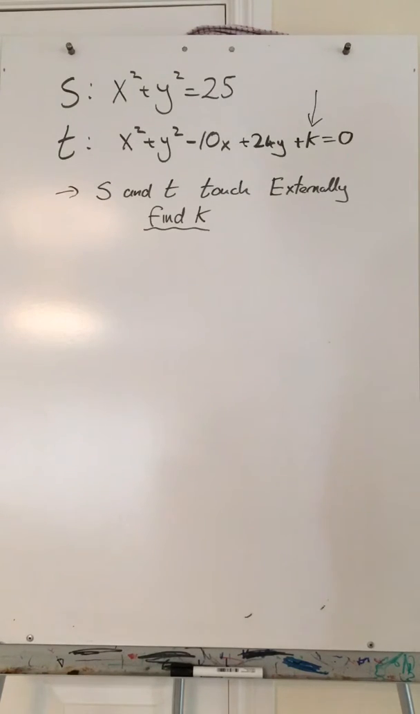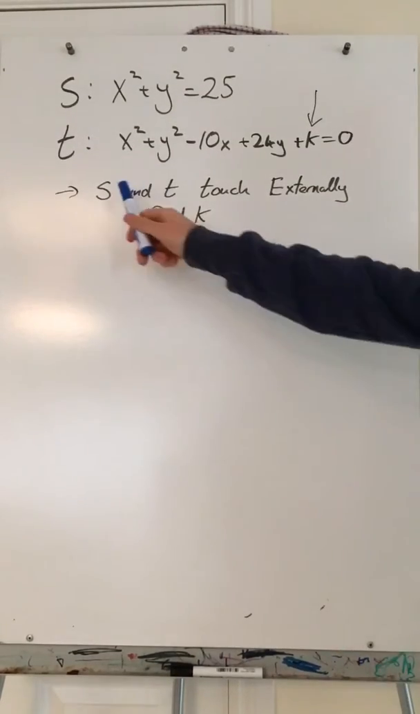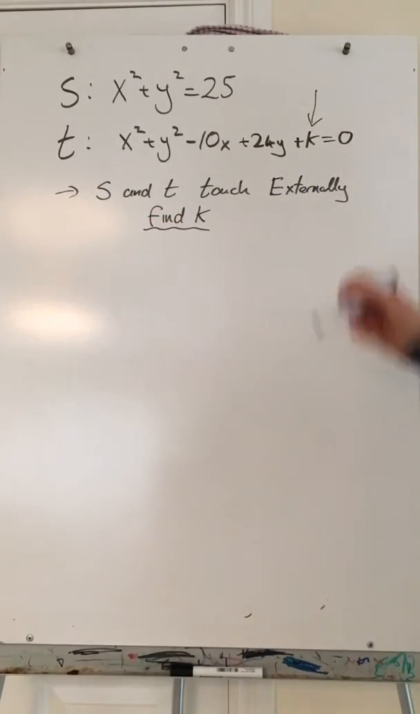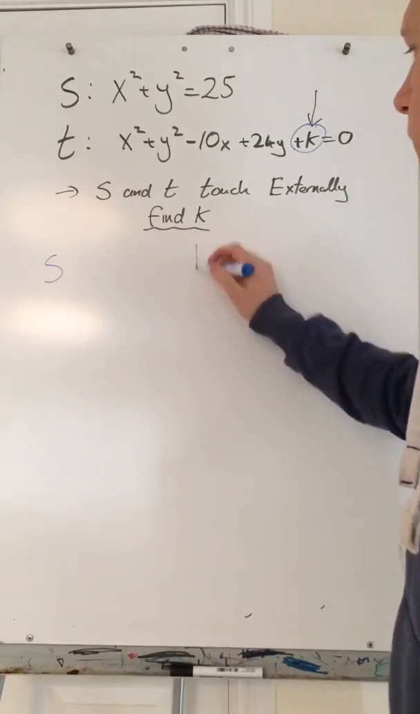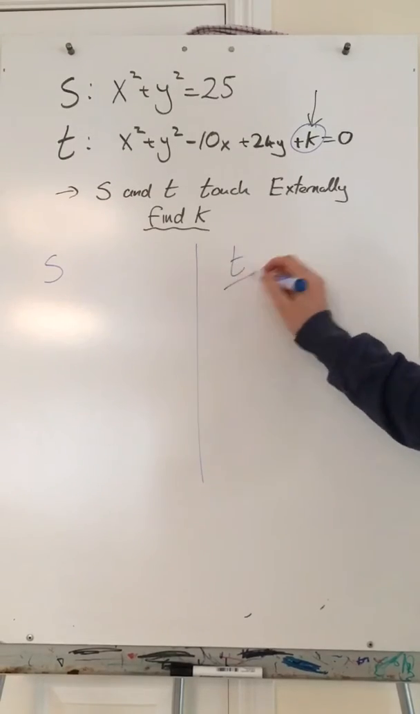Okay, so let's have a look at this question then. As I said, we have two circles. We know that they touch externally, and there is a number here that we need to find, K. Just a small bit of work I want to do first. First of all, let's have a look at circle S, and then we'll have a look at circle T.